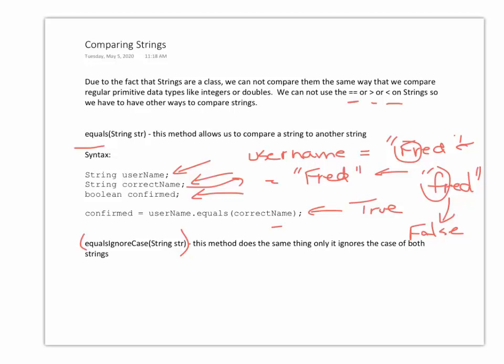So Fred is basically equal to fred in this case because we are ignoring the case. So you have the ability to do equals ignore case if you want to ignore the case, but normally when you do a regular equals command, it actually checks to see if the case is the same as well.